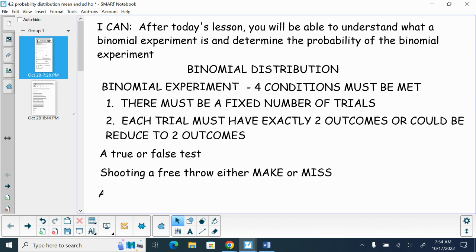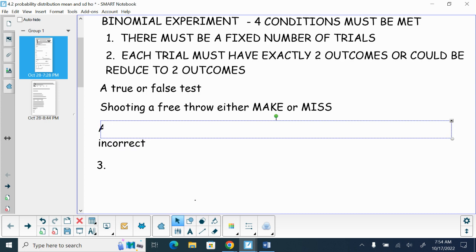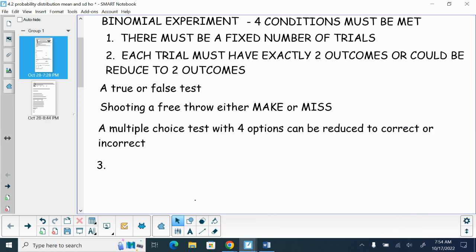Shooting a free throw. You either make it or you miss it. You don't get half a point because you drew some iron up there. Okay? You either make or miss. Okay, those are easy ones to see, because those are either make or miss.